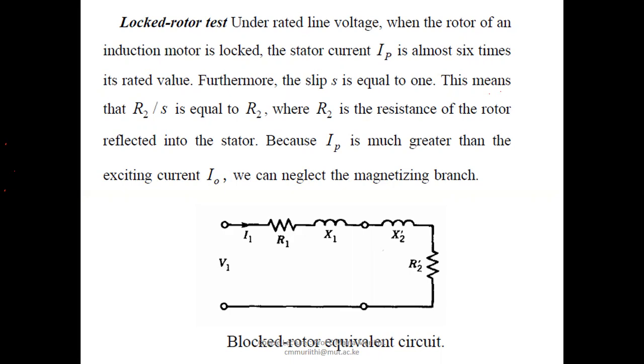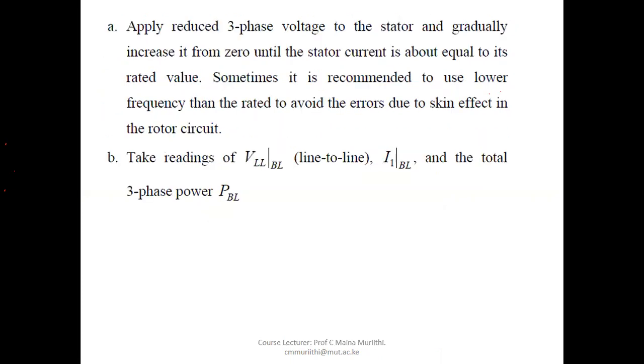Based on this and on the measurements we do, first of all, we reduce the three-phase voltage, and gradually increase it until the stator current is about equal to the rated current. Sometimes it's recommended to use an even lower frequency to avoid what we call the skin effect. Then again, we take the same readings: the line-to-line voltage, the line current, and the three-phase power.